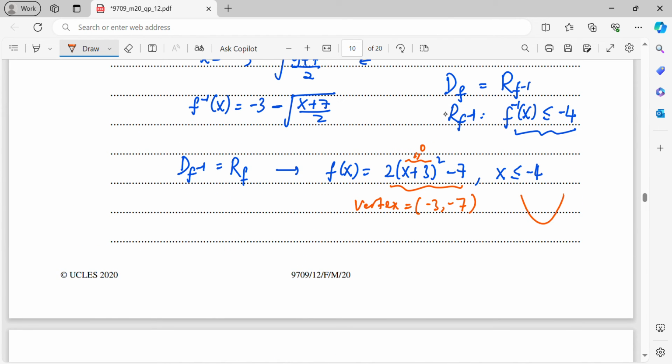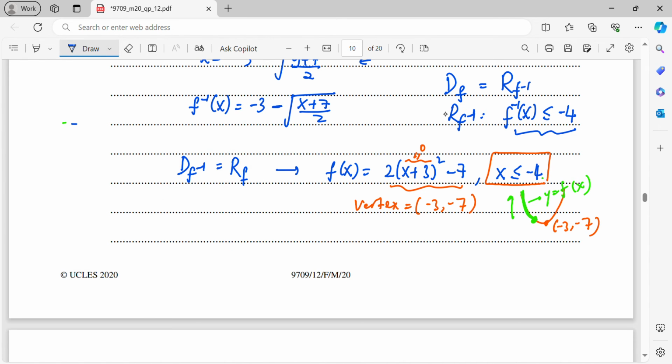So now I just simply sketch. This is my (−3, −7) minimum point. But we are not referring to the complete curve. We are just referring to x less than or equal to −4, which means you are just referring to this part. This is your f now, so that the inverse function exists. This is y equals f(x). Now I need to find out when x is exactly −4, what is my f(x)? Then I know that all my other y will be greater than or equal to this.